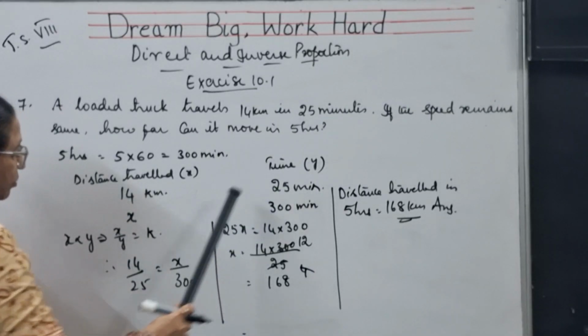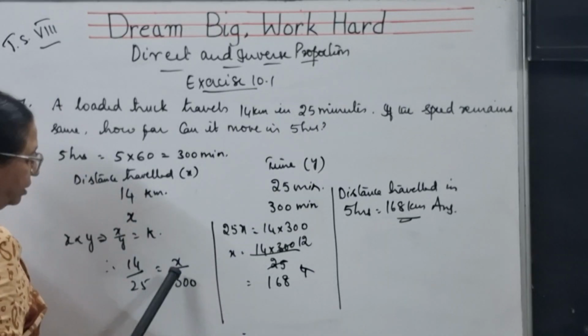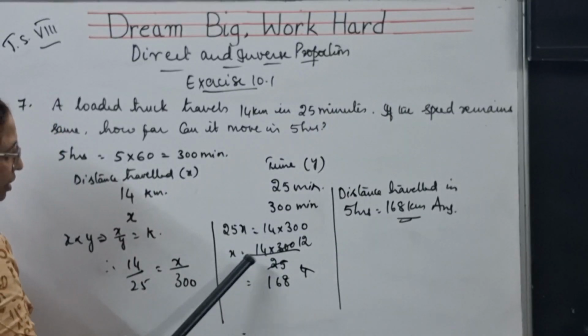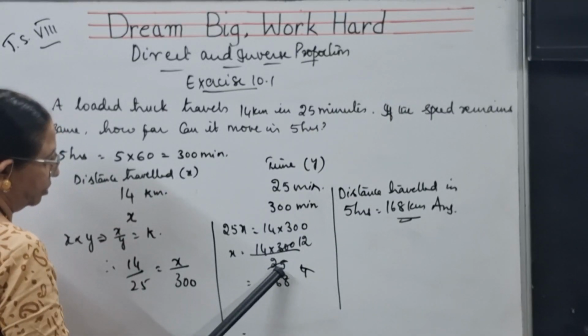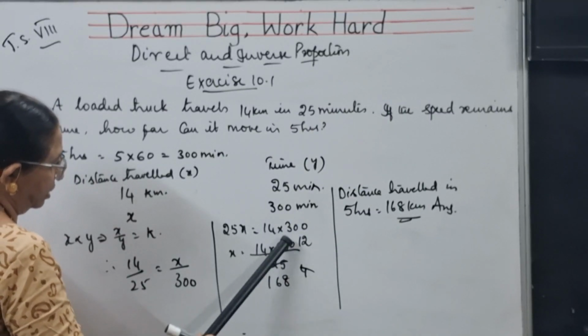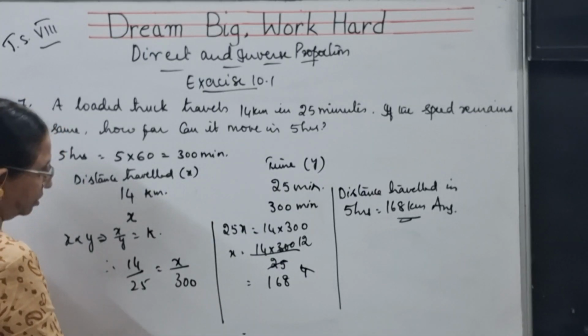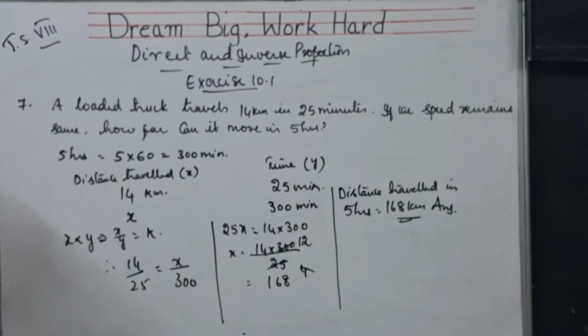So 14 by 25 is equal to x by 300. 25x is equal to 14 into 300. x is 14 into 300 by 25. 25 12s are 300. 14 into 12, 168. So distance traveled in 5 hours is 168 kilometers. Please note it down, children.